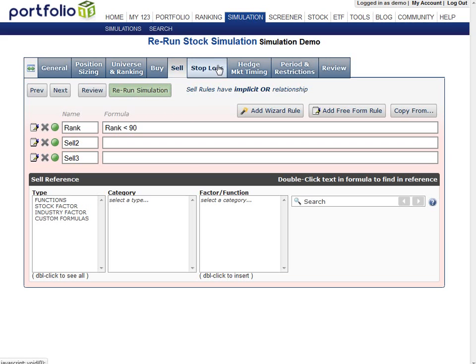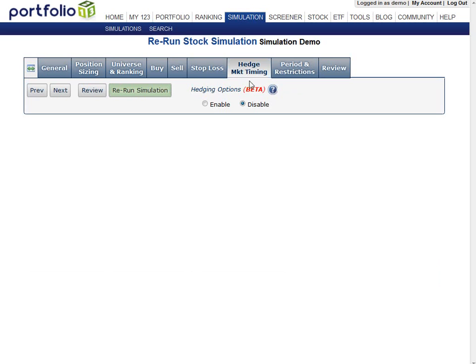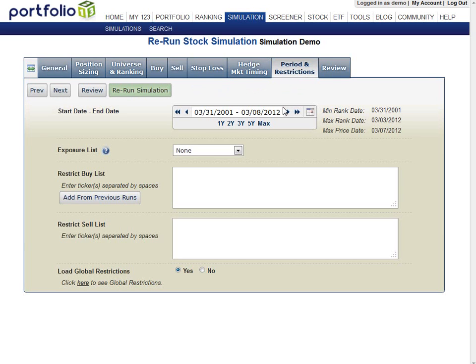You can set stop loss conditions. You can engage in some hedging and market timing, and of course you can set the period over which you would like to conduct your study.